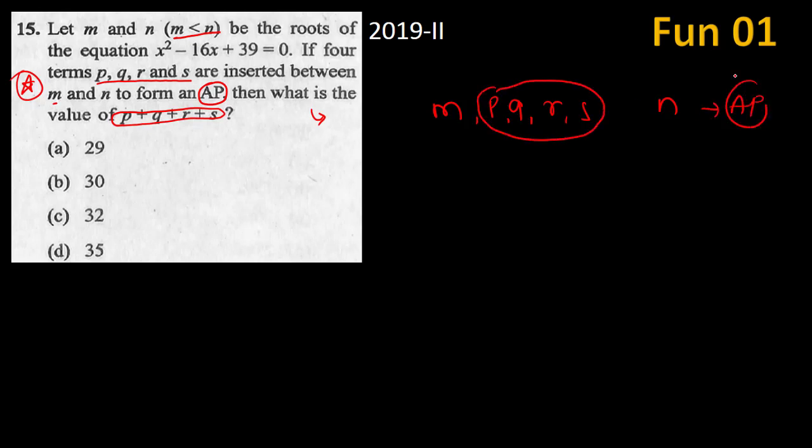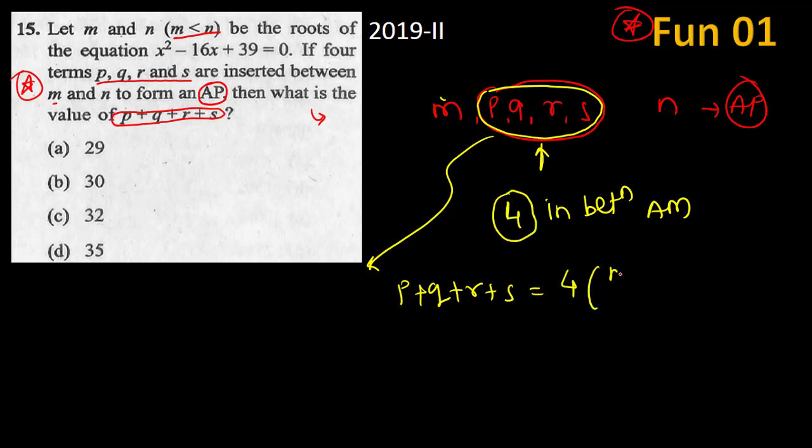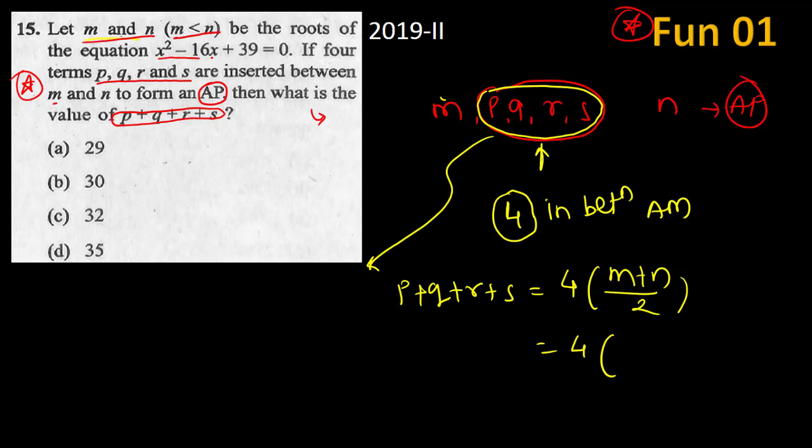This question we have discussed in fun class number 01. Please go through this video. If between m and n you have inserted these four numbers, then these four numbers are known as four in-between arithmetic means. And the property always says p plus q plus r plus s is equal to 4 into m plus n by 2. So we have to find the values of m and n from this equation. If m and n are the roots of this equation, what are the roots? 13 and 3.